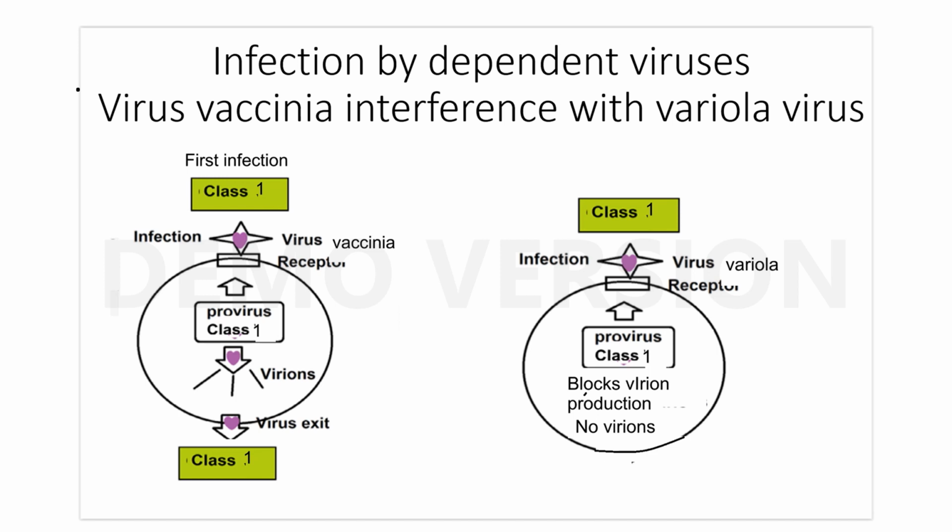So we are talking about class 1 viruses, and we start infecting the cell with vaccinia virus. So here the vaccinia virus attaches to a receptor, activates the provirus, and among other things, the provirus creates virions, which are vaccinia virions.